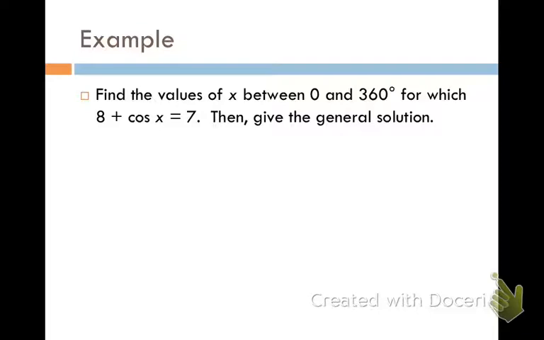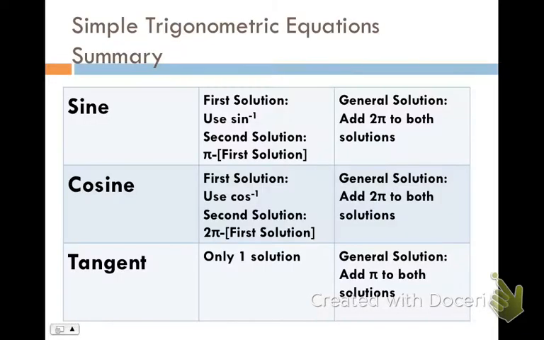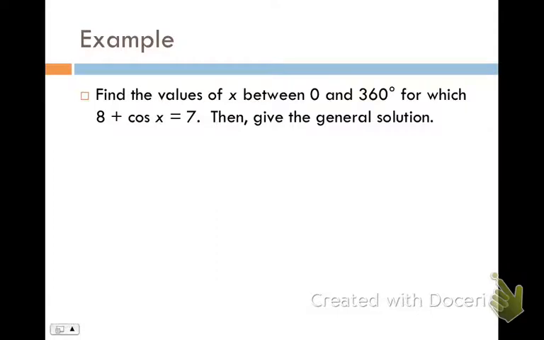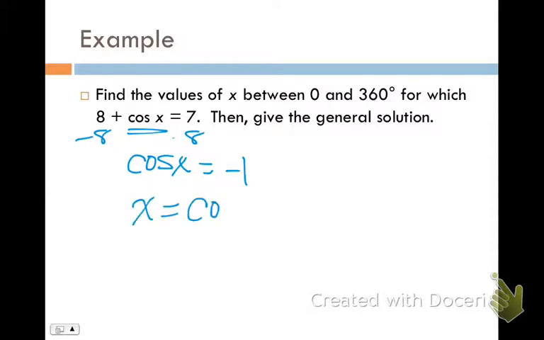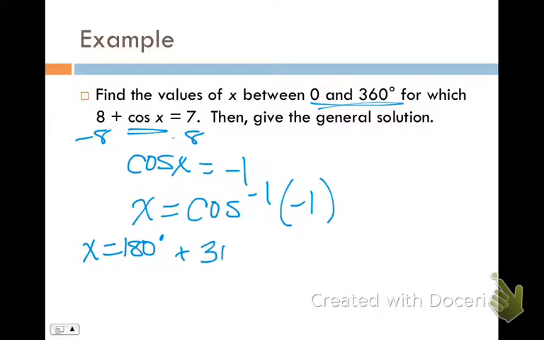Last example with cosine, but we have an extra step involved. I need to first isolate cosine of x. And then take the inverse cosine. And then I can give my general solutions. And I'm in degrees. So x is equal to 180, and that's the only solution, because if I subtract that from 360, I get 180. And then there's our general solution.